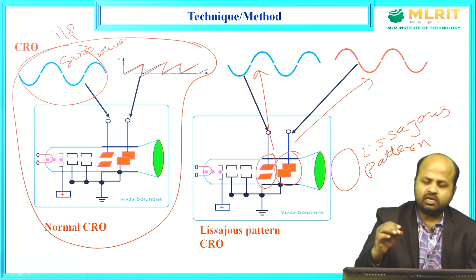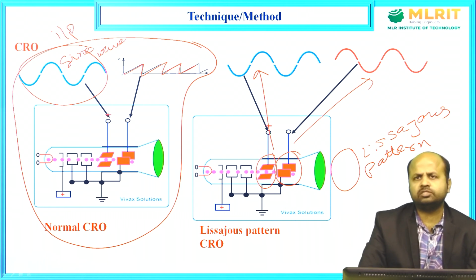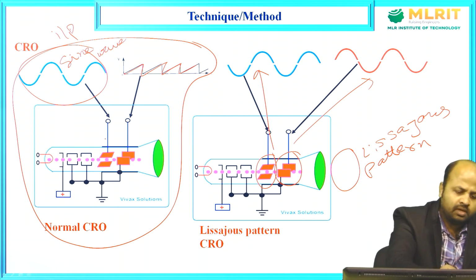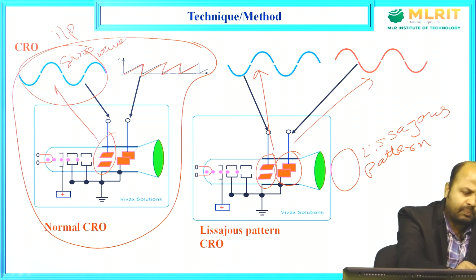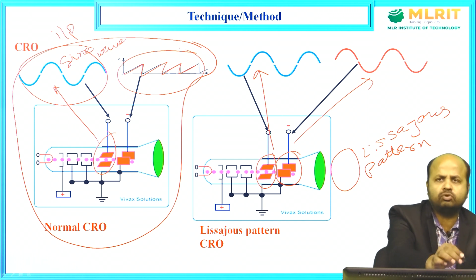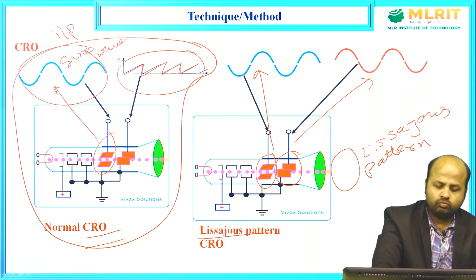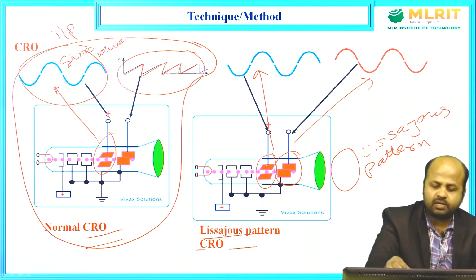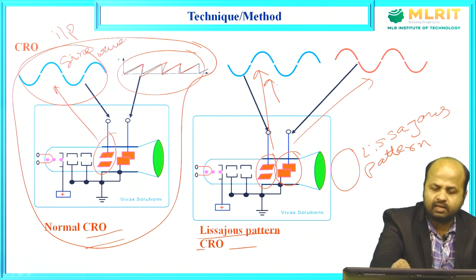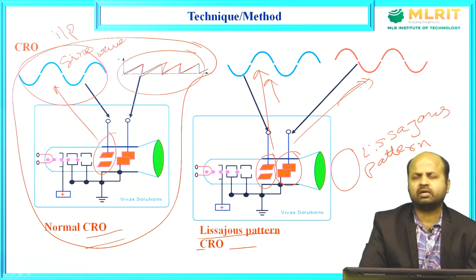So in a Lissajous pattern, we have to give two sine waves to the vertical as well as the horizontal plate in order to obtain the pattern. Whereas in a normal CRO, in the vertical plate we apply a sine wave and in the horizontal plate a sawtooth or linear sweep voltage is always applied. But for a Lissajous pattern, we have to apply sine waves to both the vertical and horizontal plates. Then only we can get a Lissajous pattern. So this is the technique to obtain the Lissajous pattern in a CRO.